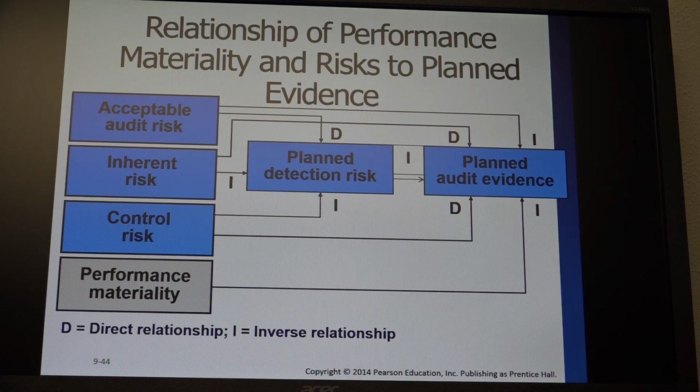So for example, acceptable audit risk, if it's low, then planned detection risk will also be low. The opposite is true of control risk for planned detection risk. So anyway, take a look at that. It's kind of hard to follow, I understand.